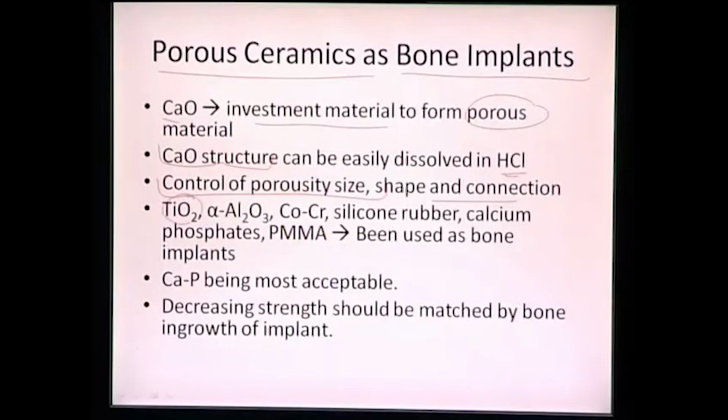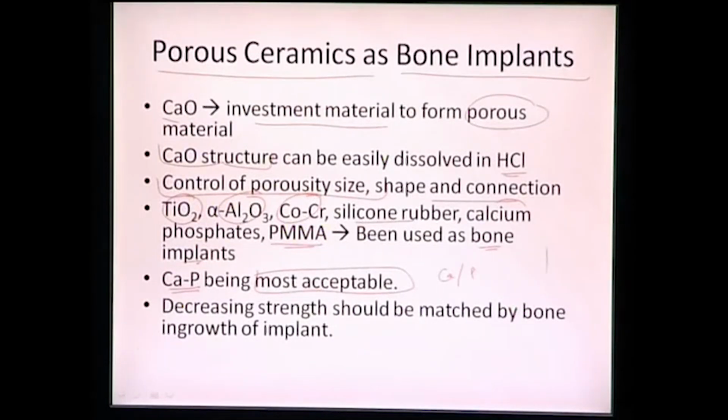And there are certain other materials, such as titanium oxide, alumina, cobalt chromium, silicon rubber, calcium phosphates or polymethyl methacrylate, which have already been used as bone implants. But among them calcium phosphate is the most acceptable, because it is basically nothing but the structure of what our bone has, a combination of calcium and phosphorus.